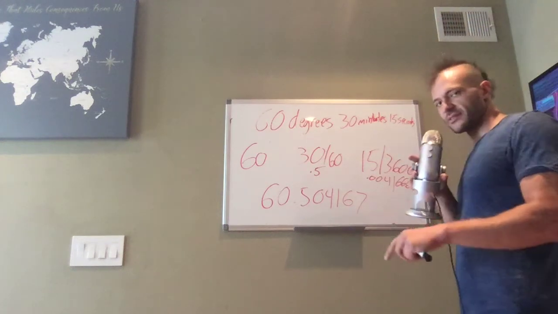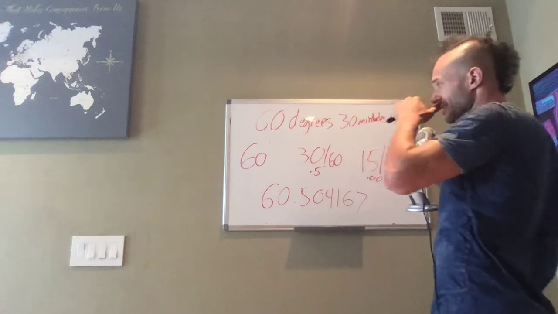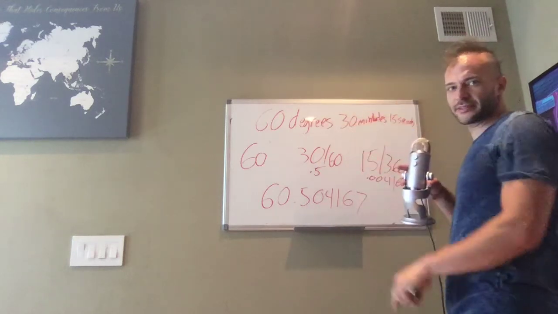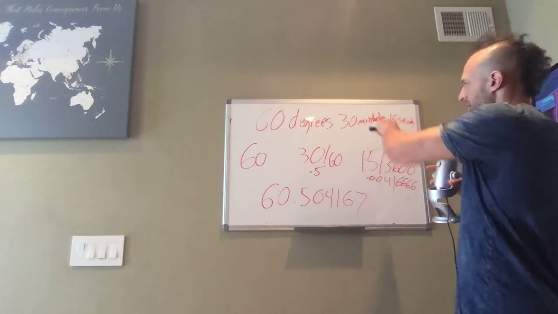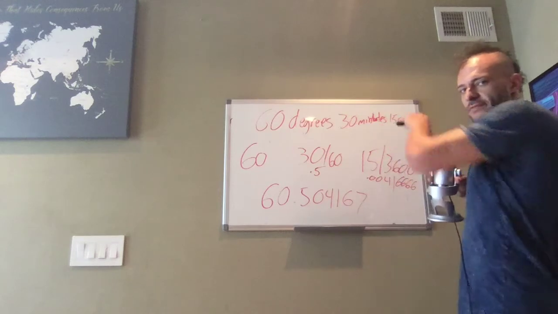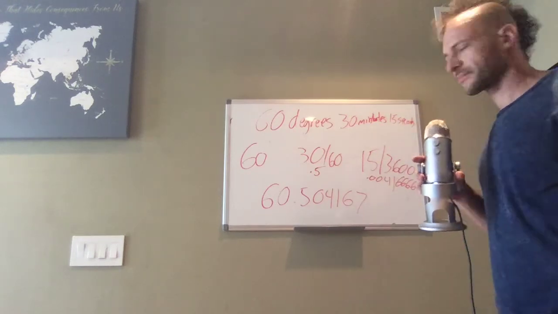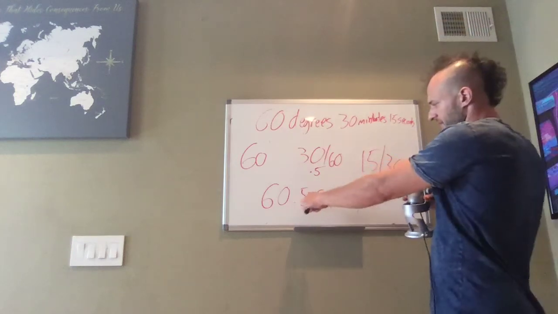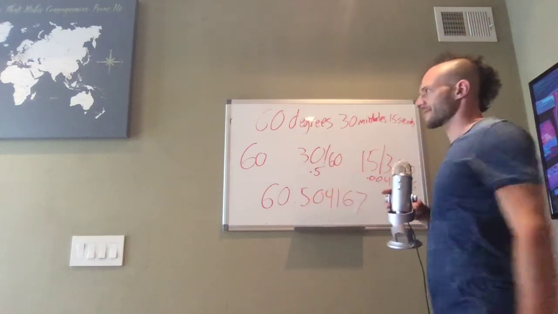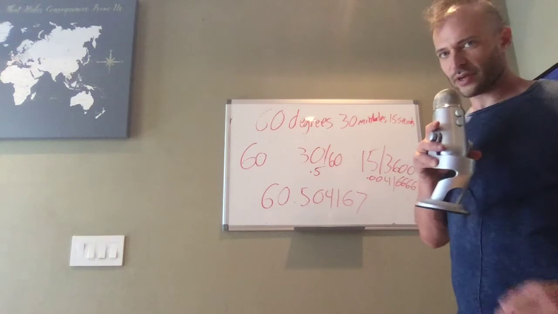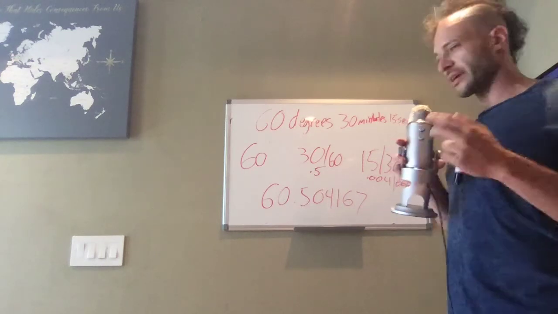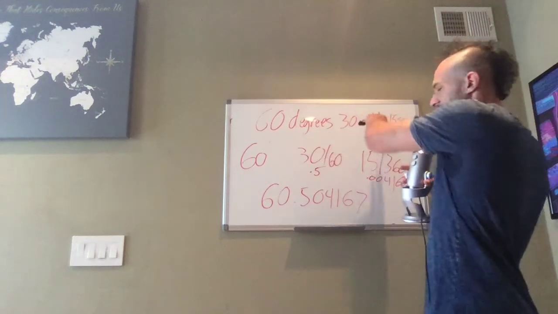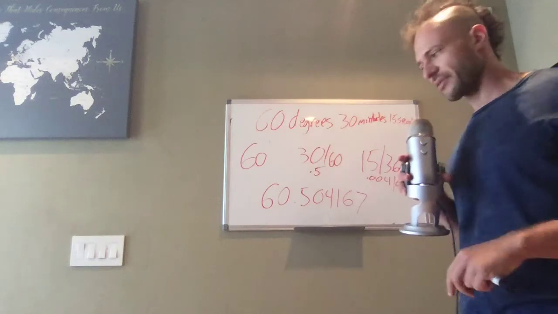So in this case, I'm saying that our latitude is 60 degrees, 30 minutes, and 15 seconds. Now, that turns into this decimal, which is 60.504167. How does that work? How did that happen? Okay, so we have to take these three parts and do some math. It's actually pretty simple math.